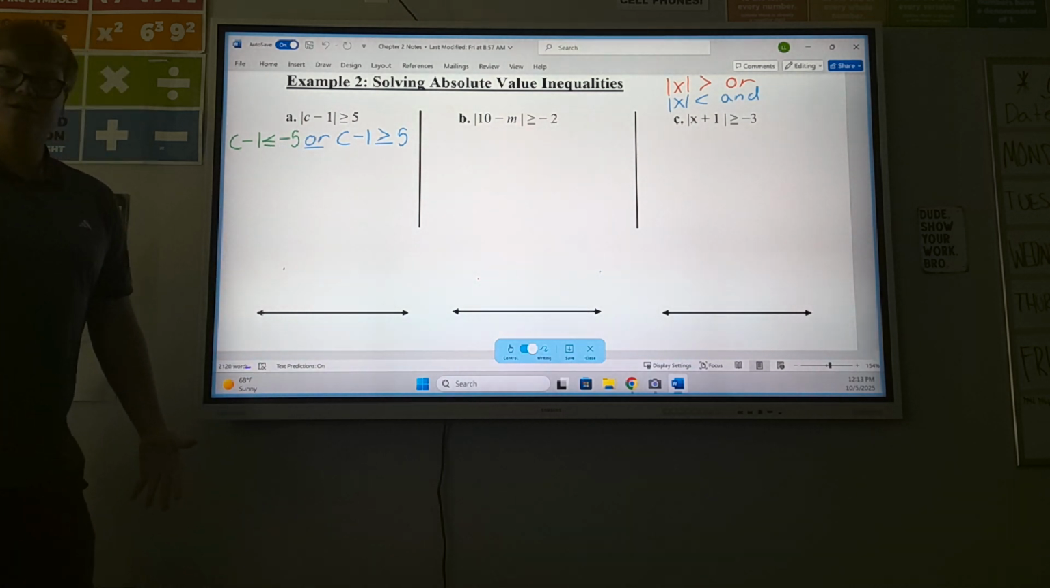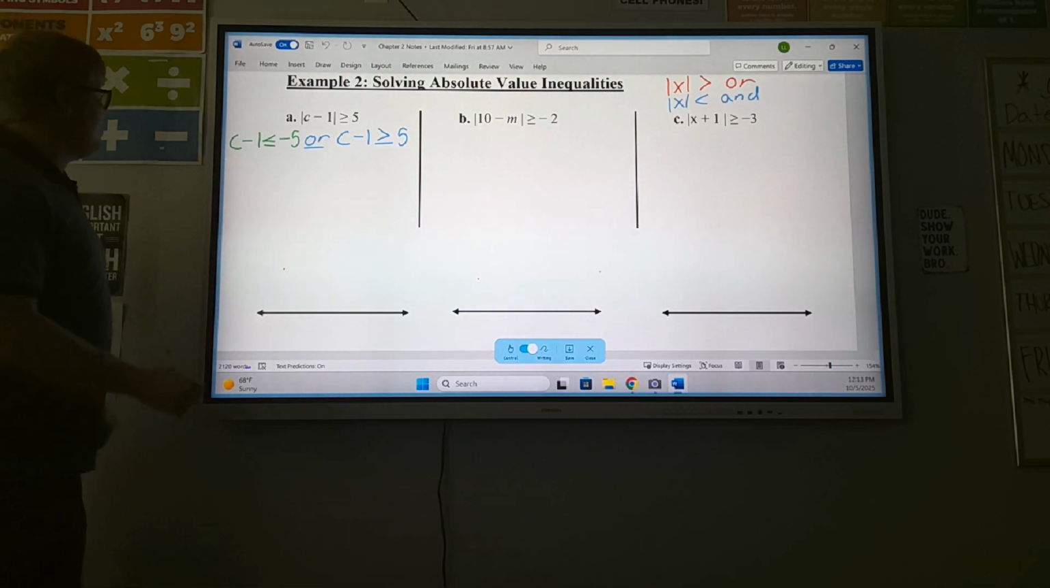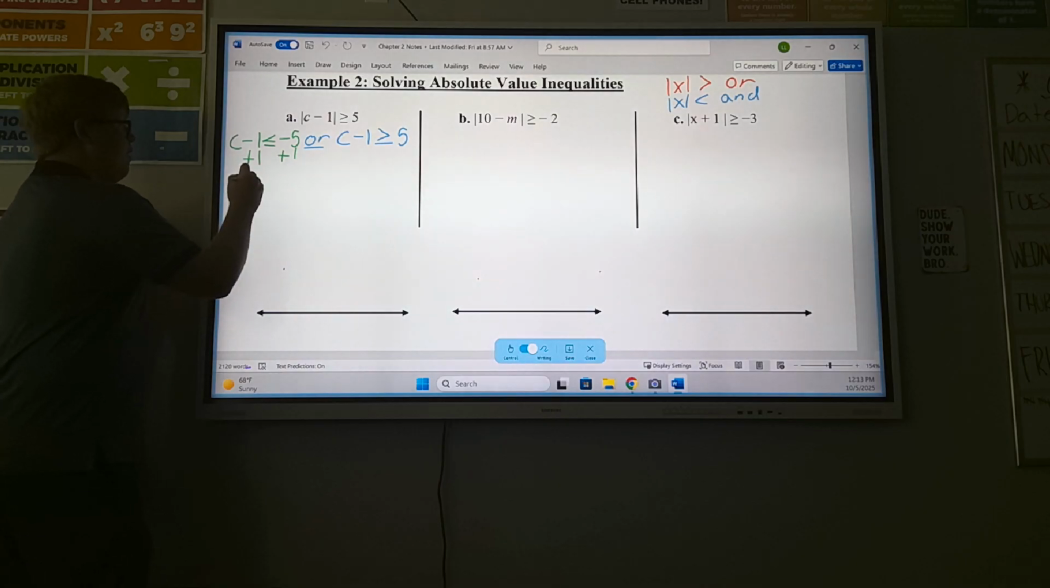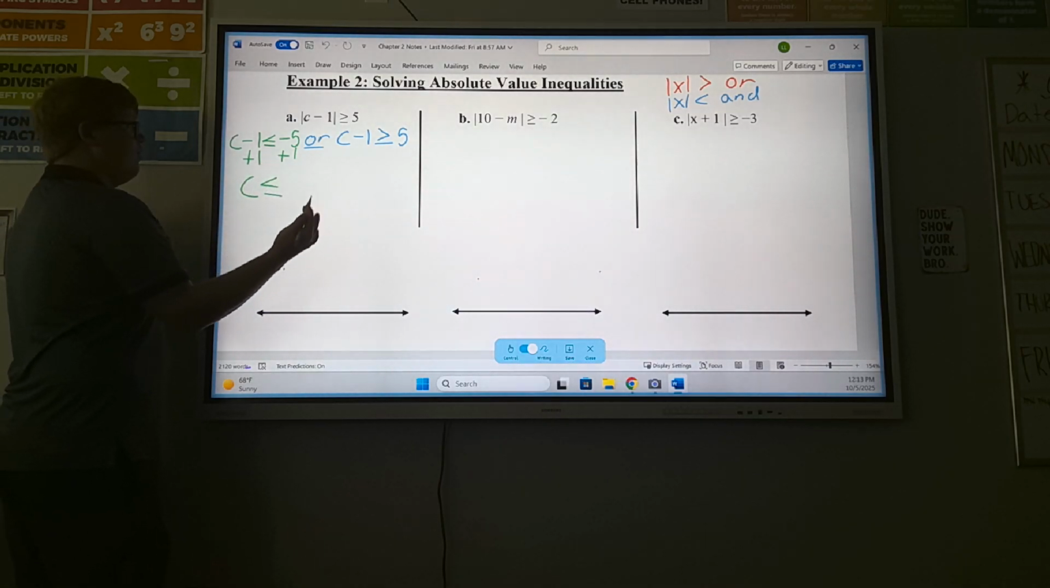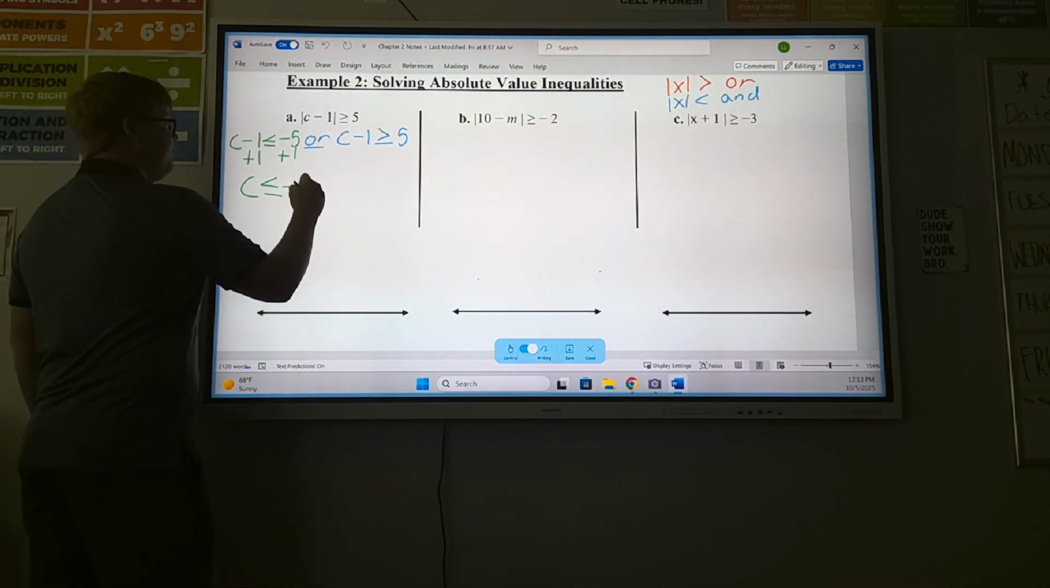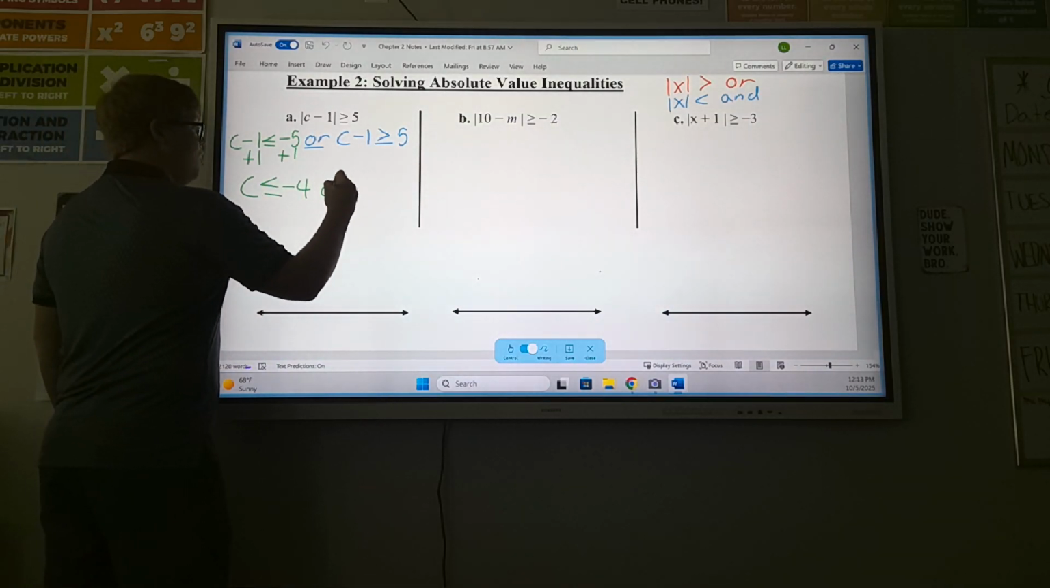Okay, now we solve both equations separately. Over here, to get our c by itself, we have to add our 1. We have c is less than or equal to negative 5 plus 1. It's negative 4. Keep our or in there.